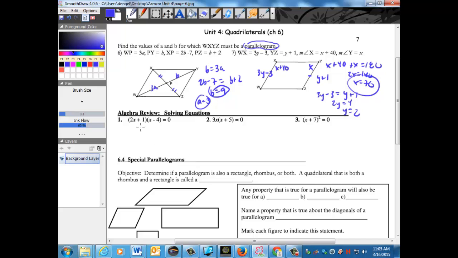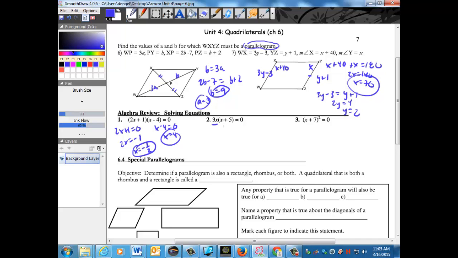For the algebra review, we're going to set each of these equal to 0. So x minus 4 is equal to 0, and 2x plus 1 is equal to 0. X equals 4. And 2x equals negative 1, so x equals negative 1 half.